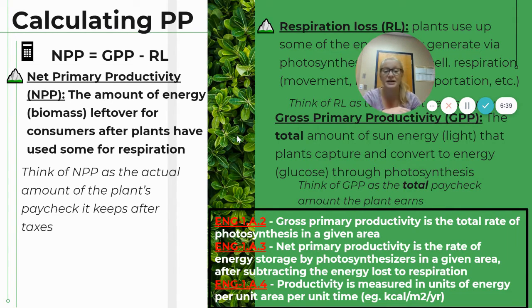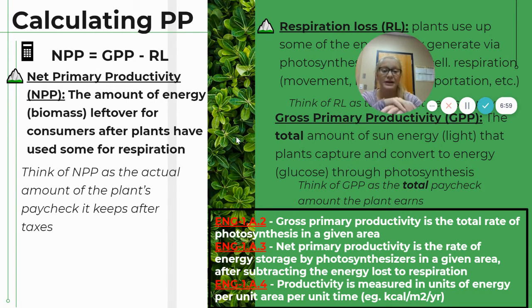So GPP is I made $100 because I make $10 an hour and I worked for 10 hours this week. Respiration loss is what's taken out so that you can continue to live, you can continue to grow. And then the net primary productivity is what you actually see and what you can put into your bank account. That's kind of what it is for the plant.